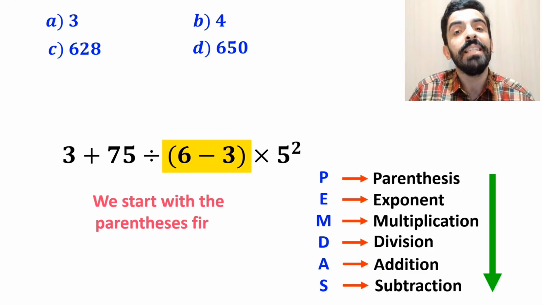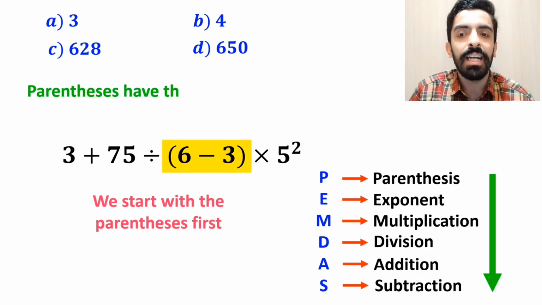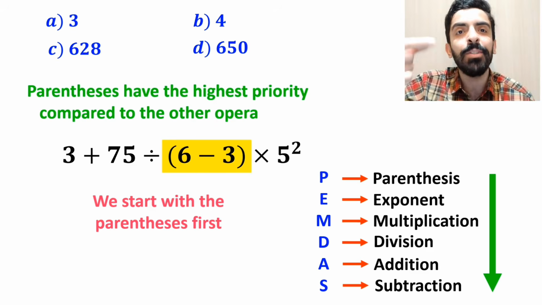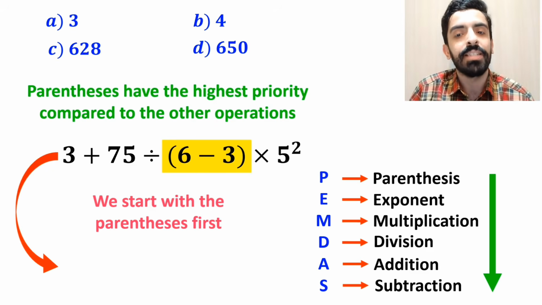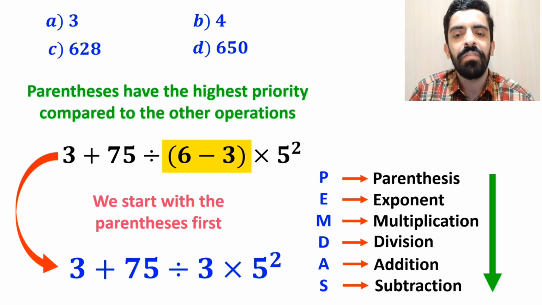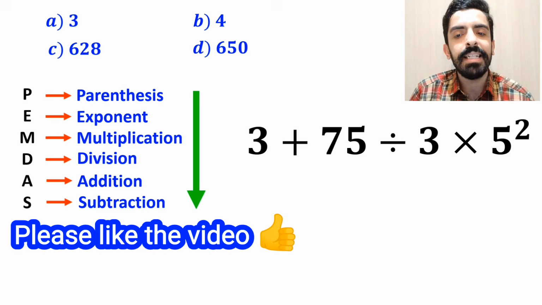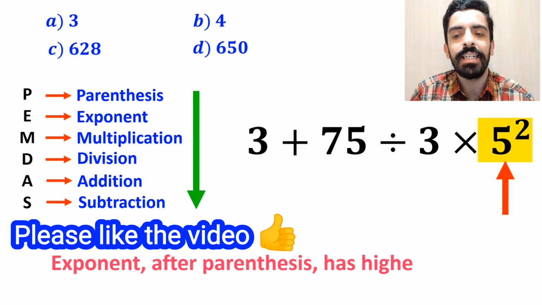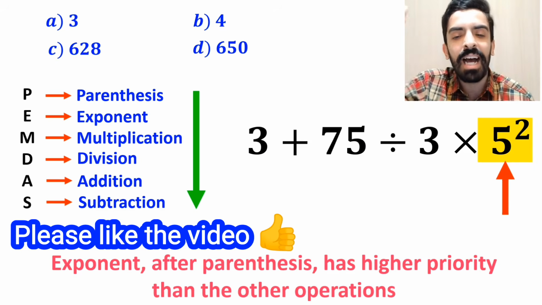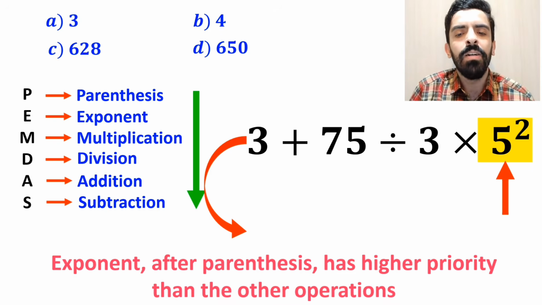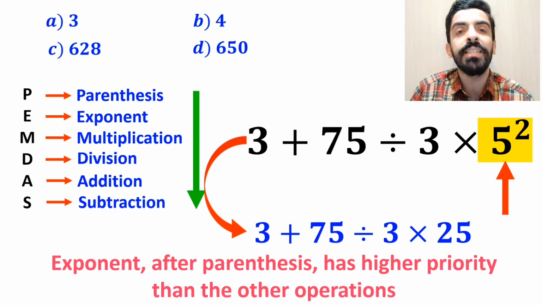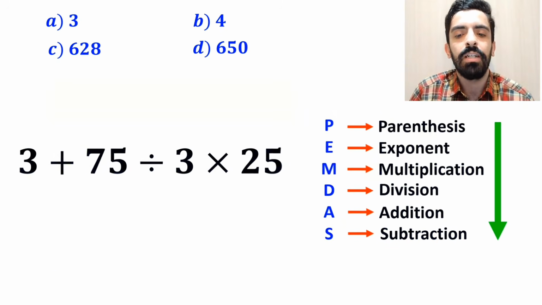Okay, we start with the parentheses first because parentheses have the highest priority compared to the other operations. So, instead of this expression, we can write 3 + 75 ÷ 3 × 5². In the next step, we go to the exponent because exponent after parentheses has higher priority than the other operations. So, this expression simplifies to 3 + 75 ÷ 3 × 25.